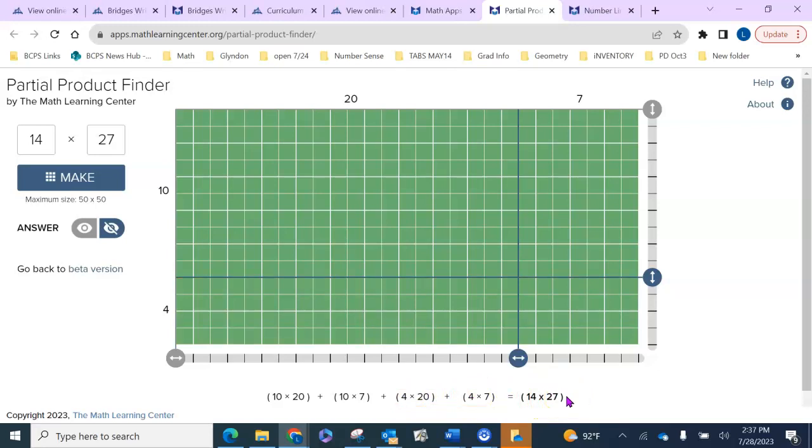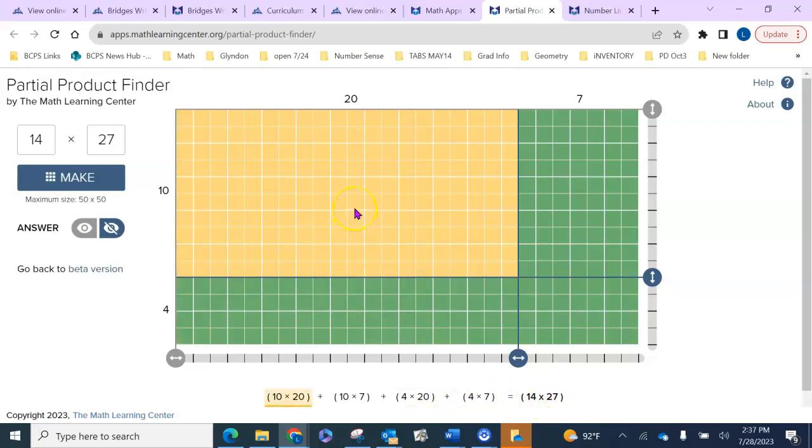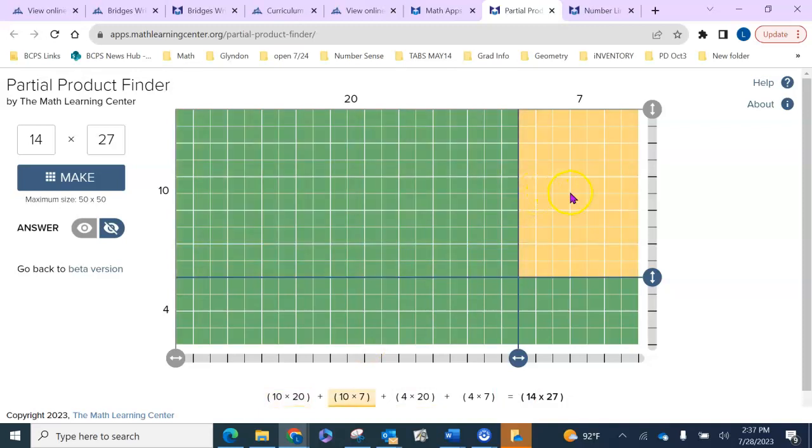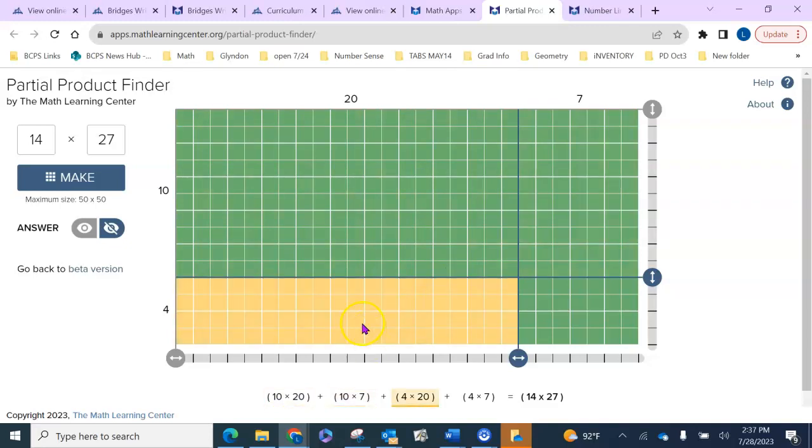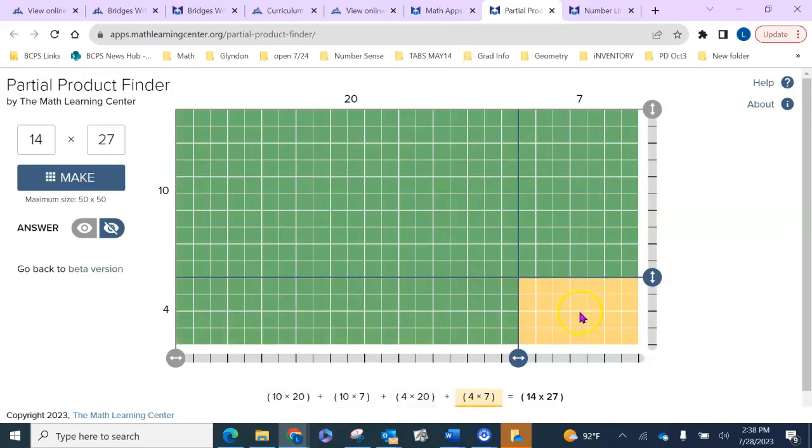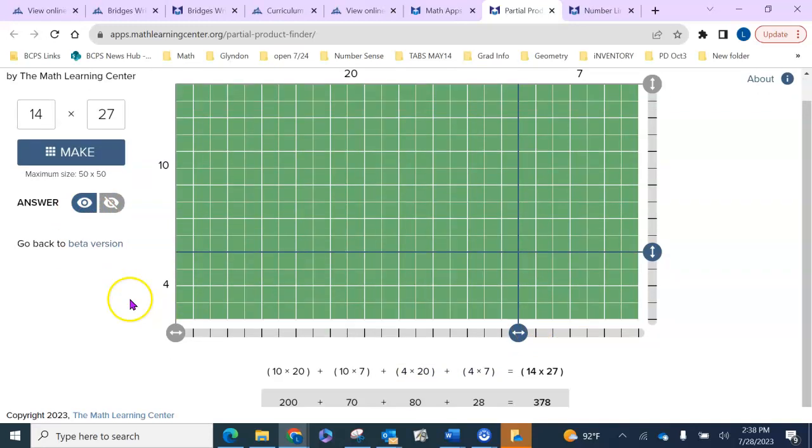This is a lot more manageable for students to solve. 10 times 20, we should be able to know is 200 at this point. Anything times 10 is pretty simple for students to do. 10 times 7 is 70. We have 4 times 20, or 4 times 2 tens, 80, and 4 times 7 is 28. If I click on my answer button, I see all those same partial products that I came up with. I would add those all up to get my final product of 378.